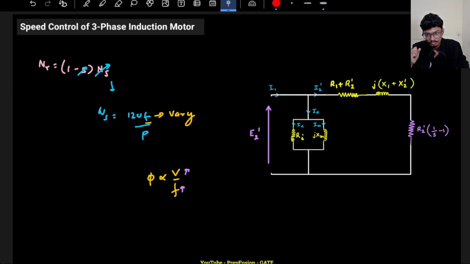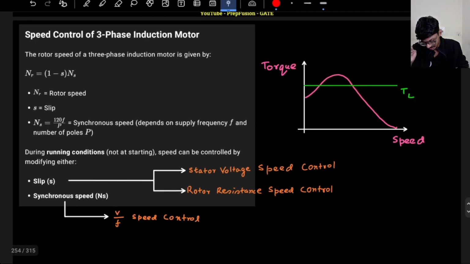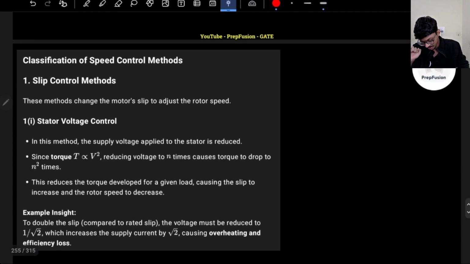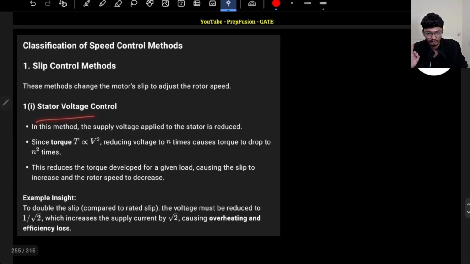So here there are mainly three kinds of control. One is the stator voltage control, through which we will change the slip. I will show you how we are able to change the slip. Then rotor resistance speed control and V by F control. How adding rotor resistance will change the slip, we will see that, don't worry. So let's come to the first one, that is stator voltage control.